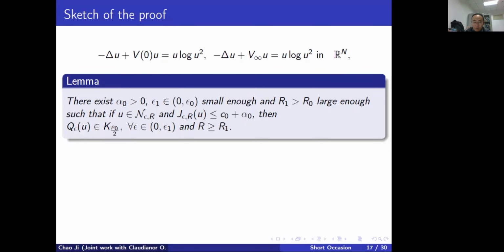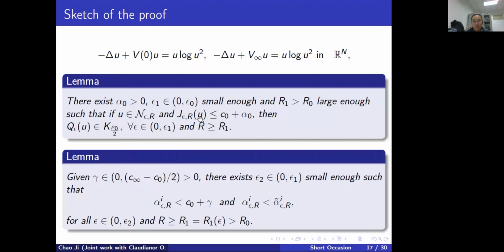Actually, we want to prove the weak limit is non-trivial. We will use the concentration compactness principle due to P.L. Lions. So we have to prove compactness holds. The reason is I said before. Okay.